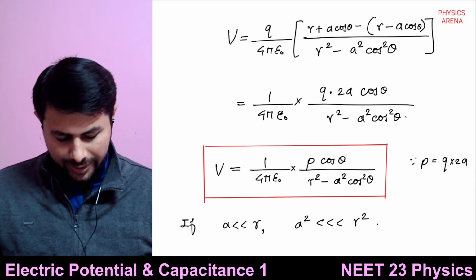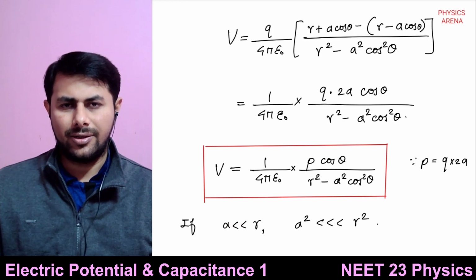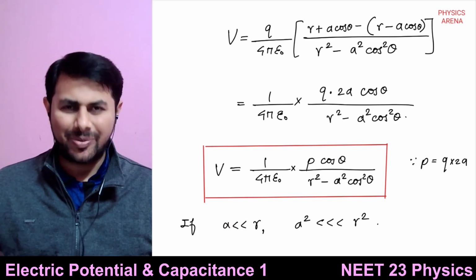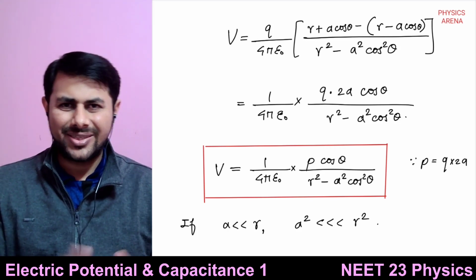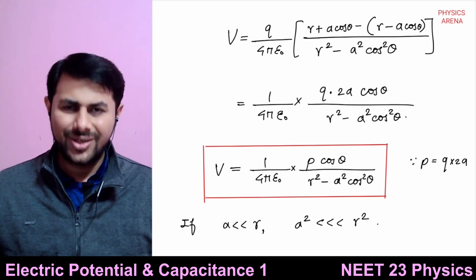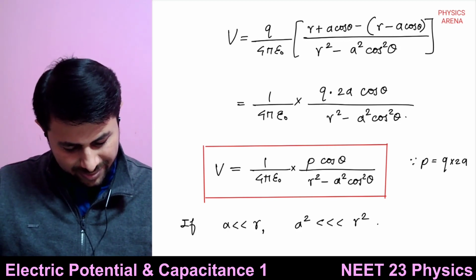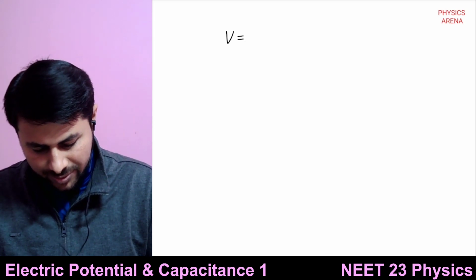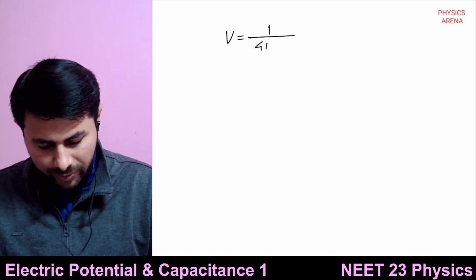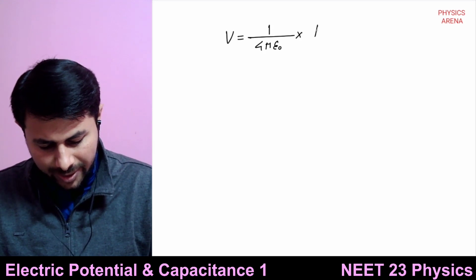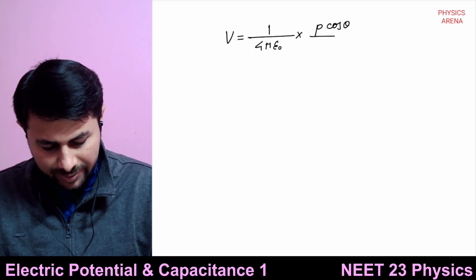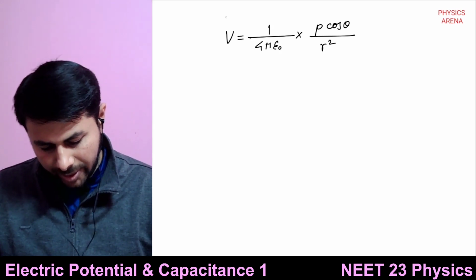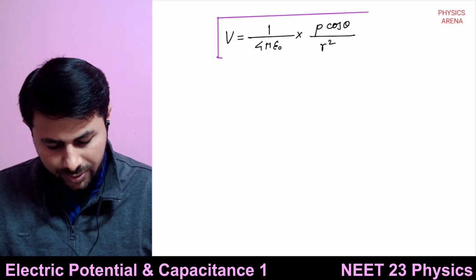Suppose a is 0.1, r is 10. If you take the square, a will be 0.01 compared to what? 10 square, which is 100. So it's very small. So we can neglect this, and what do we get then? We get V equals 1 upon 4 pi epsilon naught multiplied by P cos theta divided by r square.